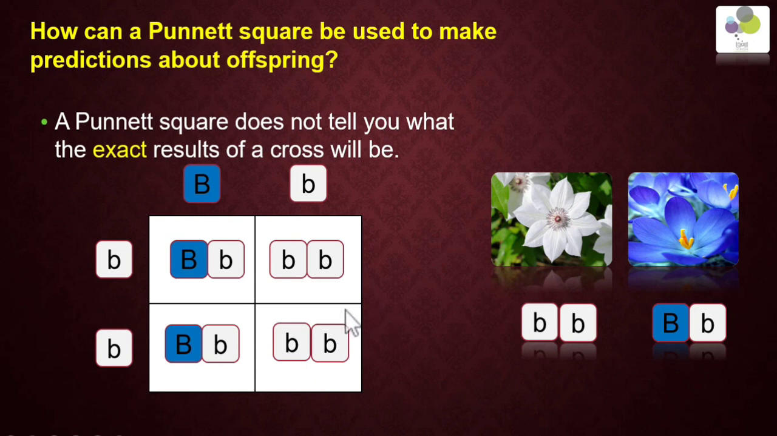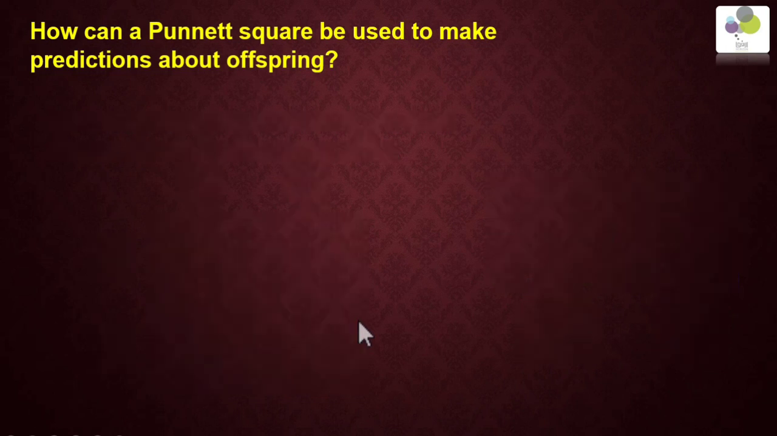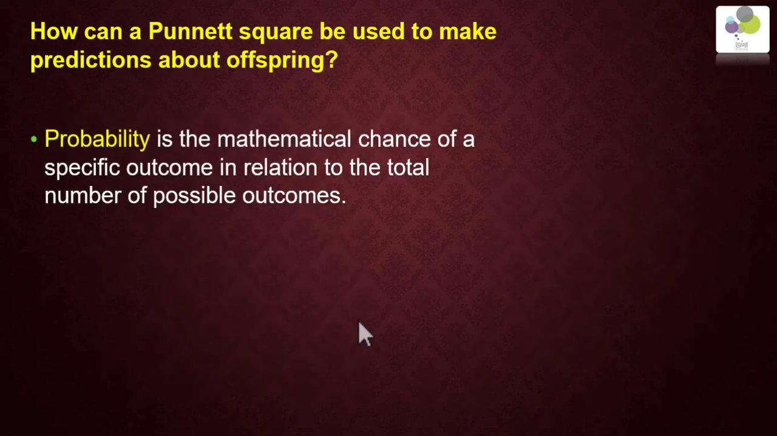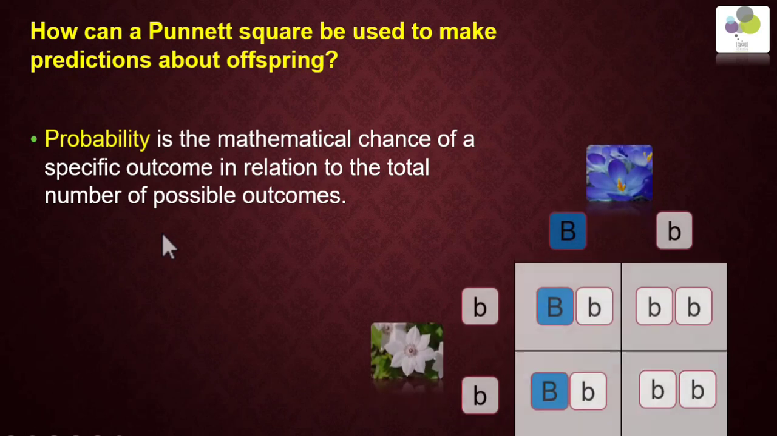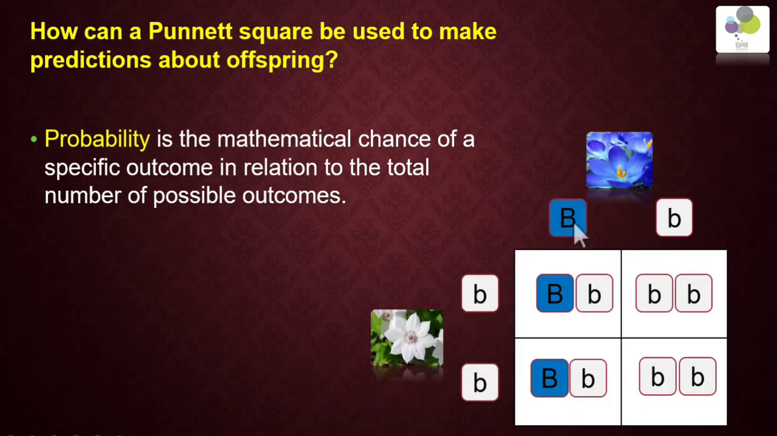So we can find the probability of certain outcomes of a certain kind of organism to the total number. What is probability, guys? Probability is the mathematical chance of a specific outcome in relation to the total number of possible outcomes. So if we're talking about the probability of the blue to the total, or the probability of the white to the total, we can express it in two ways.